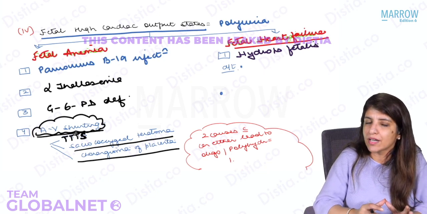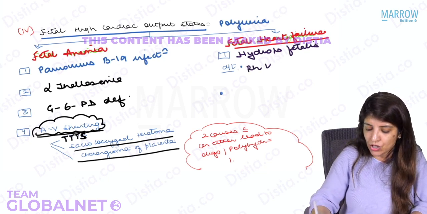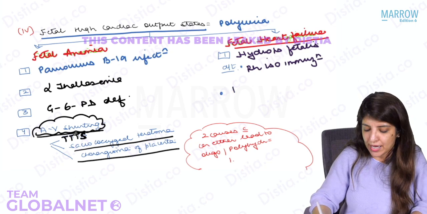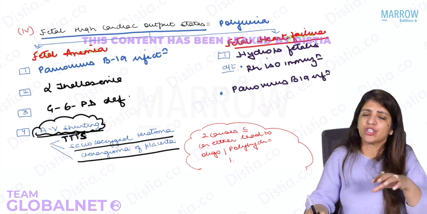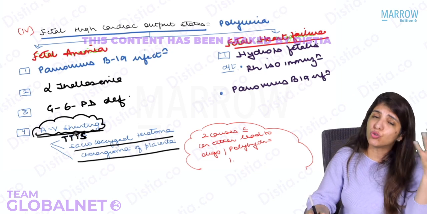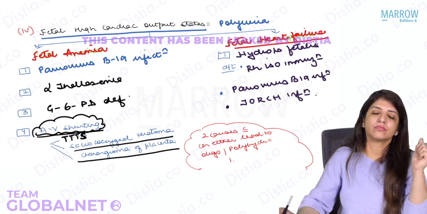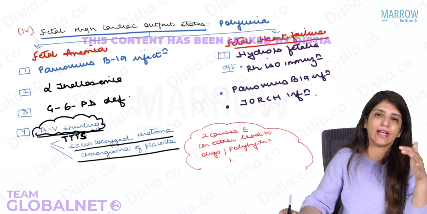why does hydrops fetalis occur? One of the very important reasons for hydrops fetalis is Rh isoimmunization. Right? Other reason for hydrops fetalis again is parvovirus B19 infection. So parvovirus B19 infection is leading to polyuria due to fetal anemia, due to hydrops fetalis and torch infections. Right? So all these conditions can lead to polyhydramnios.